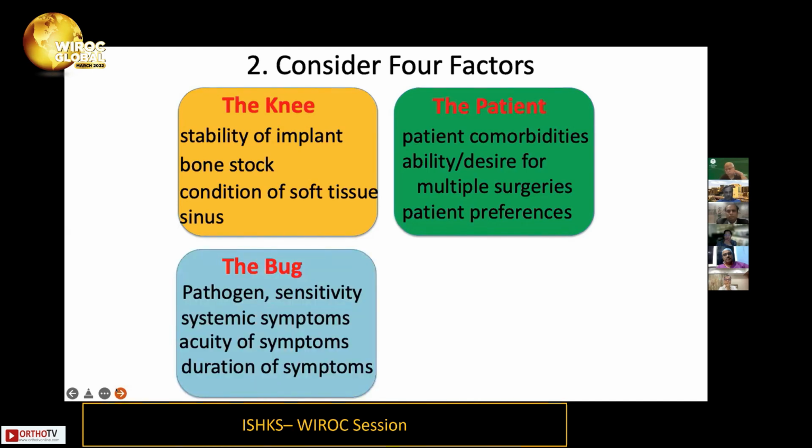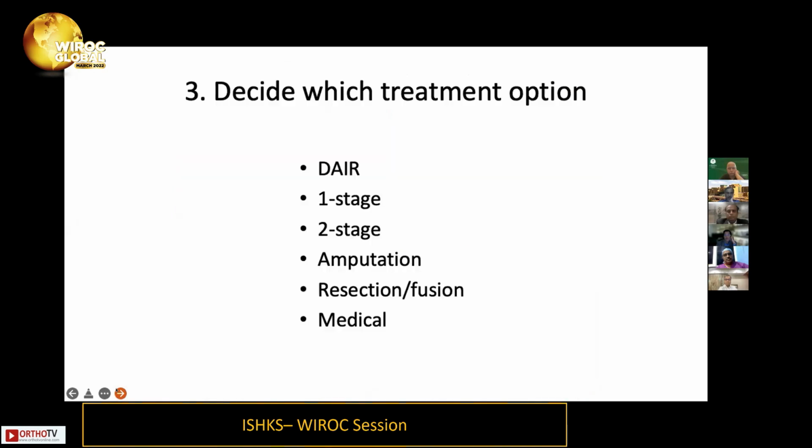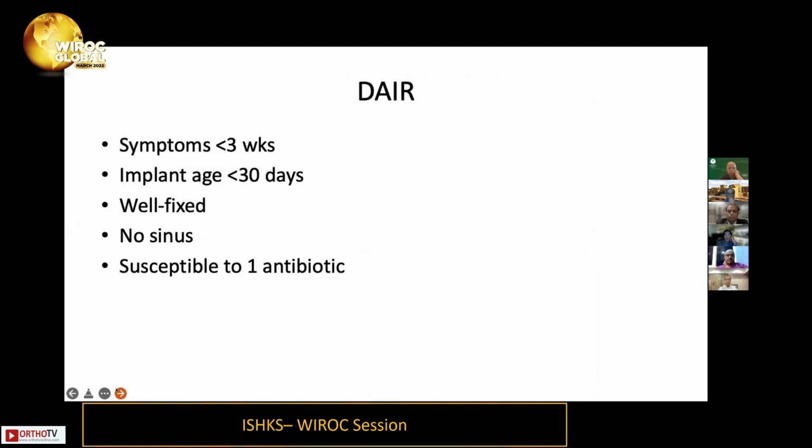preferences are important. The bug is extremely important if you can find it, and its sensitivity, whether there are any systemic symptoms, whether these symptoms are acute, and the duration of these symptoms. And lastly, the team, its expertise, particularly a microbiologist, infectious disease specialist, and a plastic surgeon if necessary. Based on the combinations of these, you can decide which treatment option is most appropriate from these 6, and we look at them starting with debridement and retention of the implant.